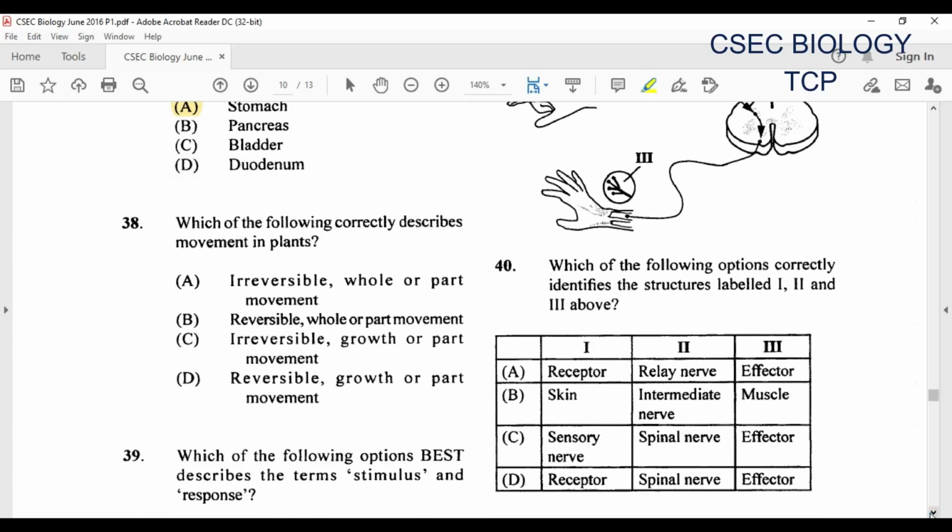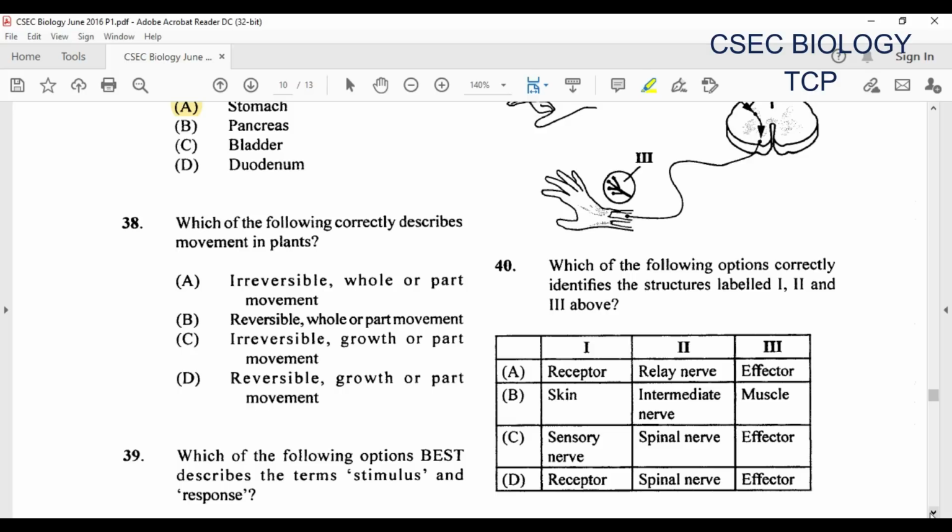Question 38. Which of the following correctly describe movement in plants? Now this is a question that is on almost all the multiple choice papers for the past couple of years. It suggests to me that we haven't had a good grasp of this question, and it might mean that you should revise, go through this question with your many teachers and leave me something in the comment, or we can talk more about it as we have our live.